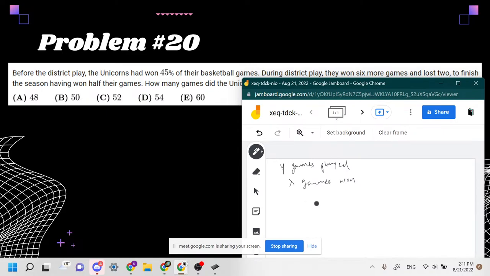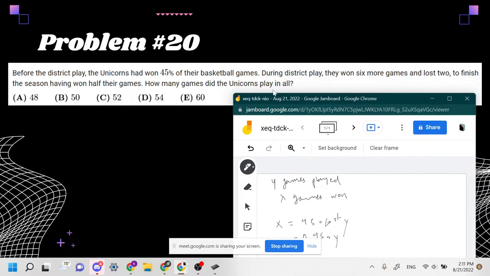So, we were given several pieces of information during this problem, but we do know that x is equal to 45% of y, right? Because they won 45% of their basketball games. So you could rewrite that as x is equal to 0.45 times y. Doing these word problems is all about breaking down the information they gave you and applying it.